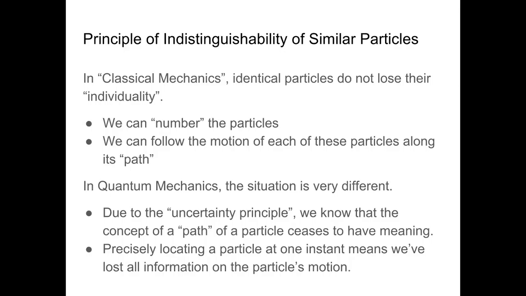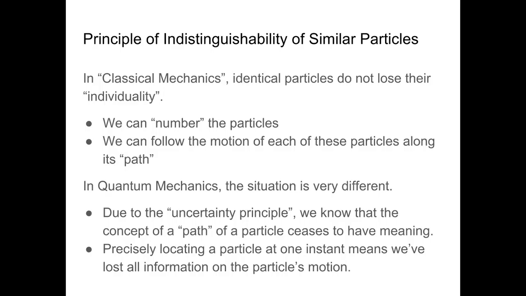So we all know in classical mechanics that we can have identical particles. You can imagine having a bunch of marbles that are exactly the same. But these particles don't lose their individuality. In other words, we can number them, we can follow each of the particles along some trajectory, along some path, and we would know at all times which particles were which.